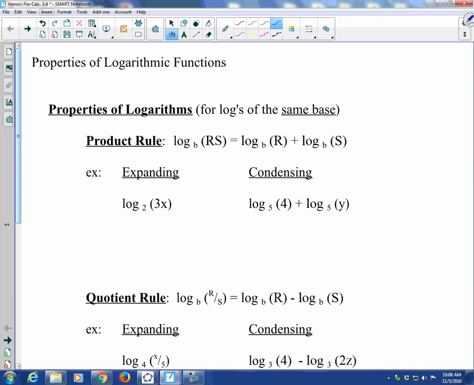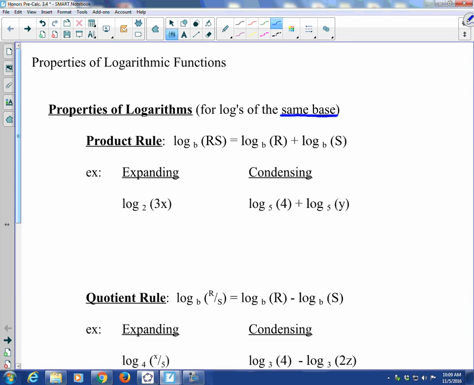So right here in general we're going to say that the properties of logarithms only extend to logarithms of the same base, right? So the properties that we're going to talk about are only going to be used when we have logarithms that have the same base. So right here, we're going to start with the product rule, our first property.